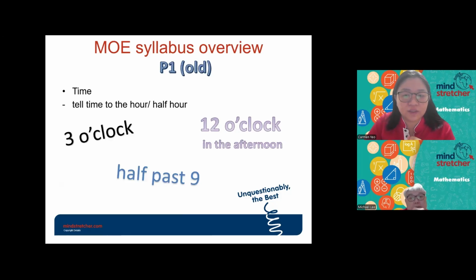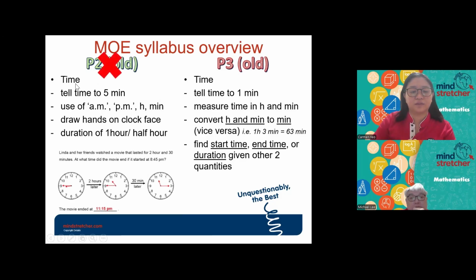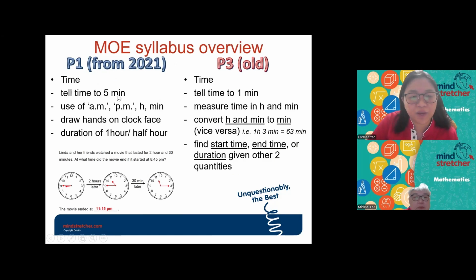This one is the old syllabus. I will just go to the new syllabus here. Okay. So, in primary one, students will need to be able to tell time to 5 minutes. Okay, and they will need to use the terms AM, PM, hour, and minute.